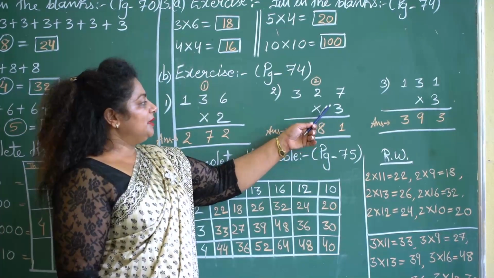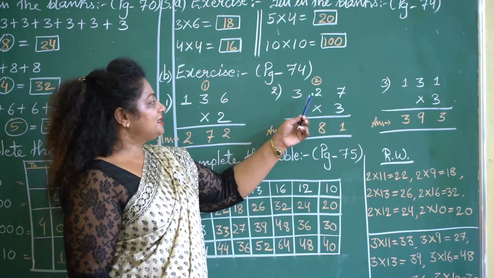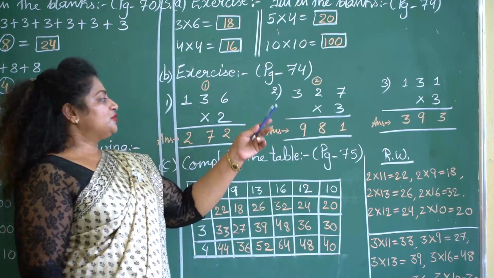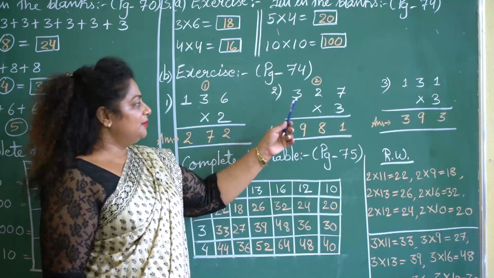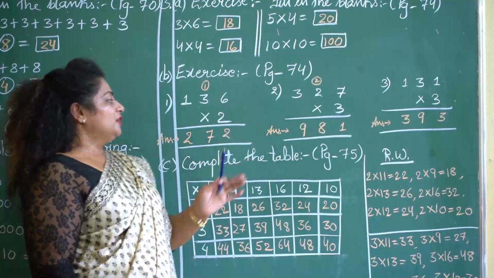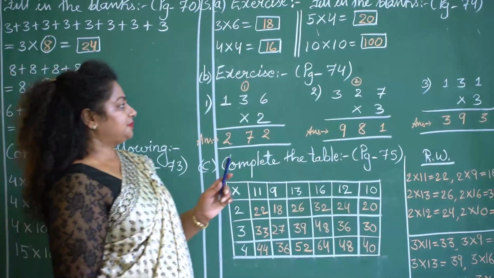Now 3 is to be multiplied by the second number, which is 2. So 3 2s are 6, since 2 is already there, 6 plus 2 means 8. Again 3 is multiplied by the third number, 3 3s are 9. So the answer we got is 981.